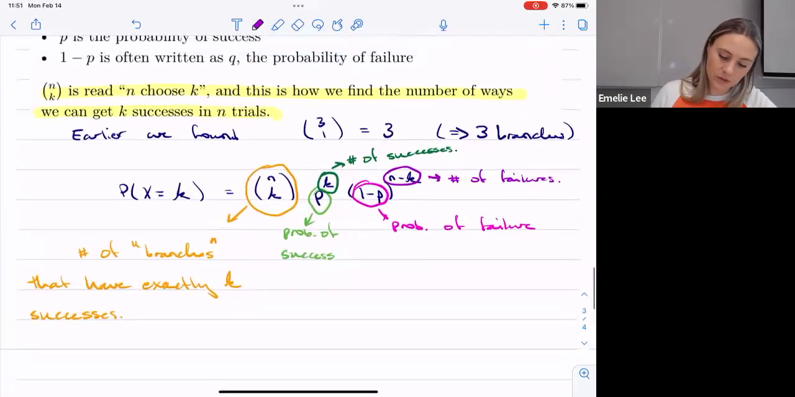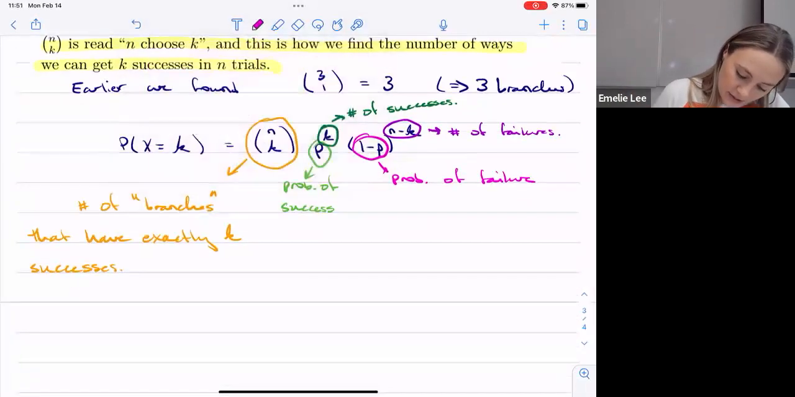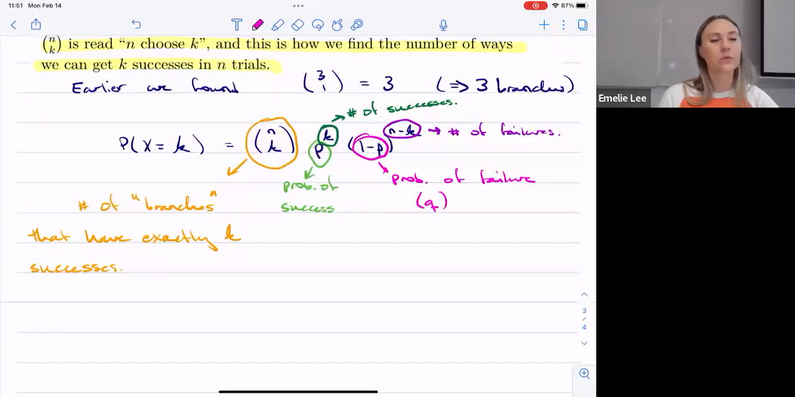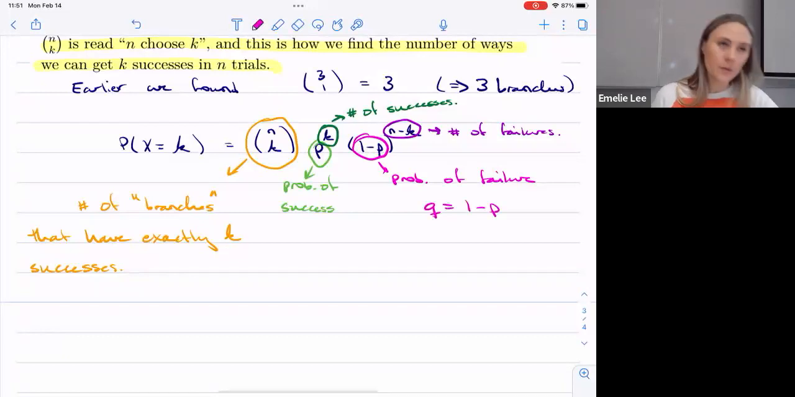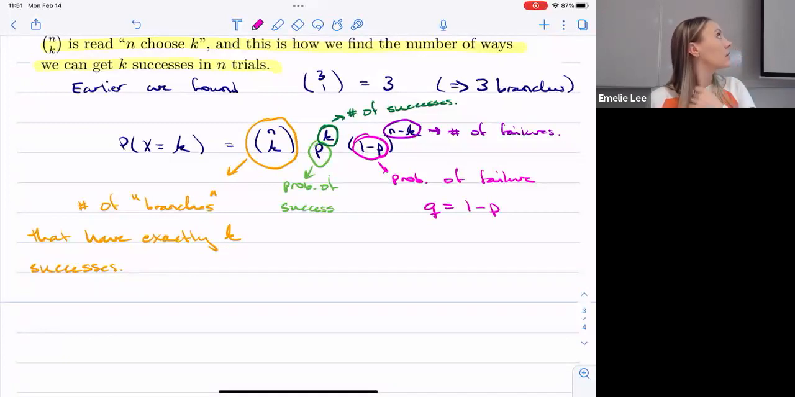You don't necessarily have to always subtract. Usually our brains have already done that subtraction, and so usually I'll just write it as Q. So here I would say Q equals 1 minus P, because usually our brains have already done that. So then I'll just call it Q, and Q is the probability of failure. And it makes the formula a little bit easier to look at too.